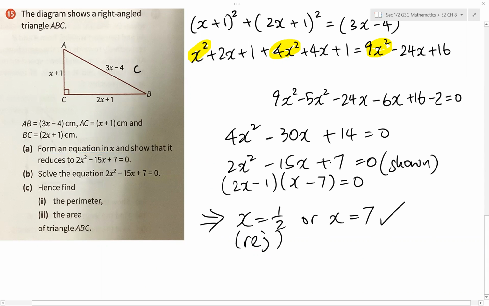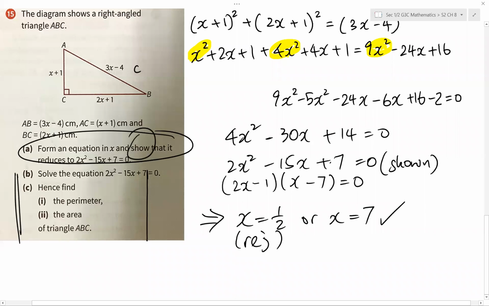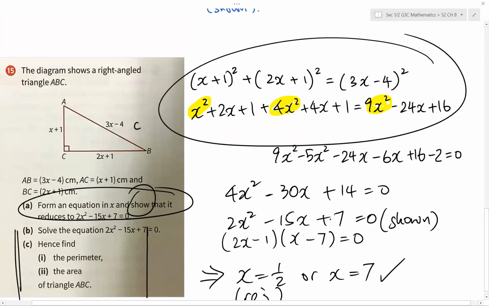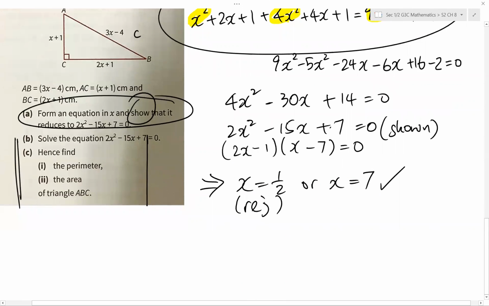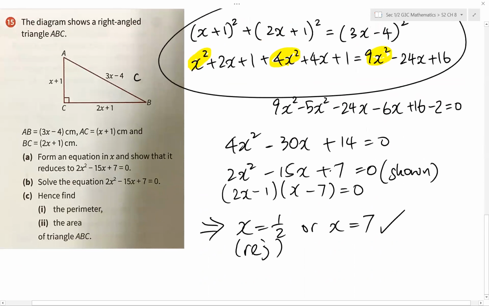By the way, if you are unable to show this equation in part A, you can still continue with the rest of the question. That's the reason why they ask you to show, so that you don't lose everything just because of expansion error. So next one, find the perimeter, find the area. Then you can do it by yourself already, just substitute only. Okay? Now any questions for chapter 8.1?